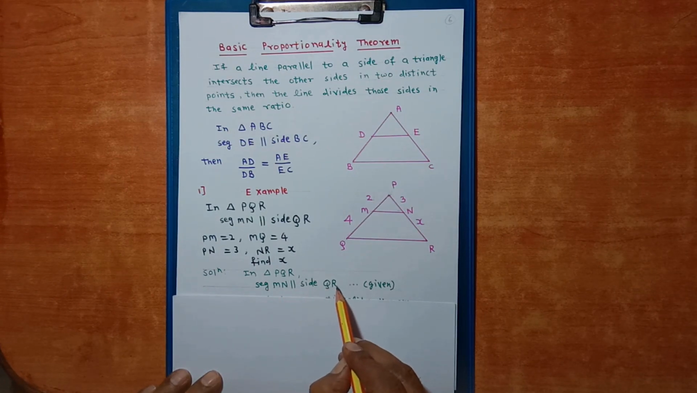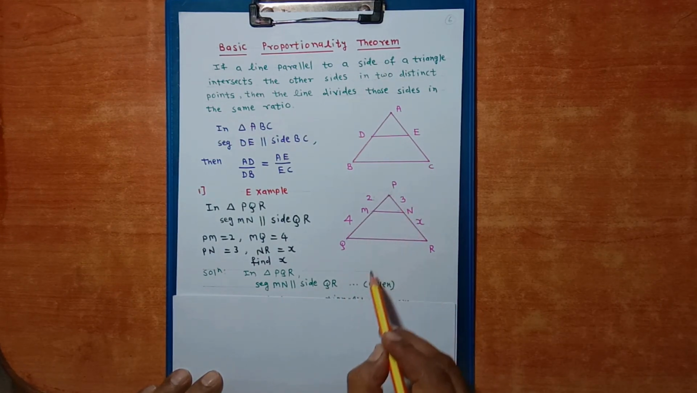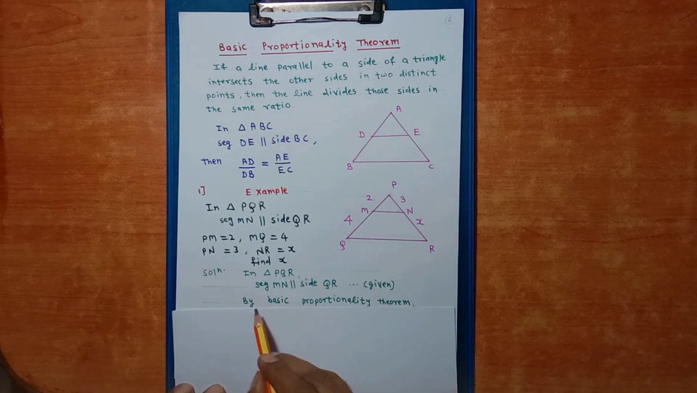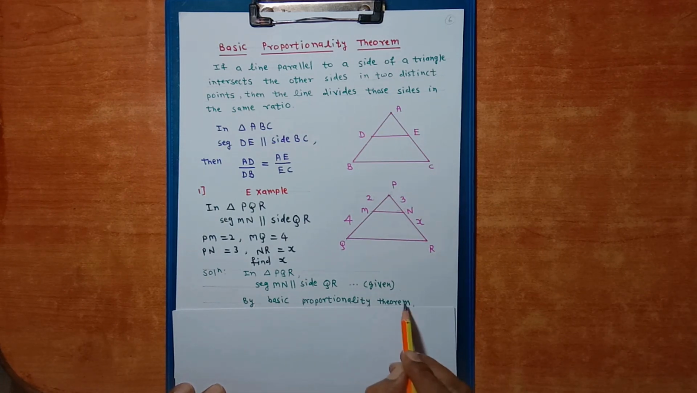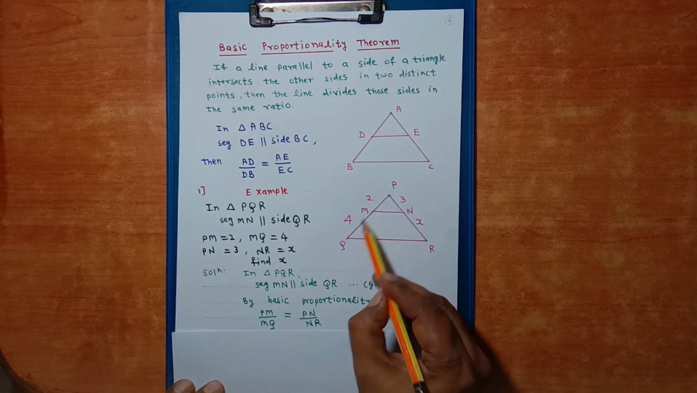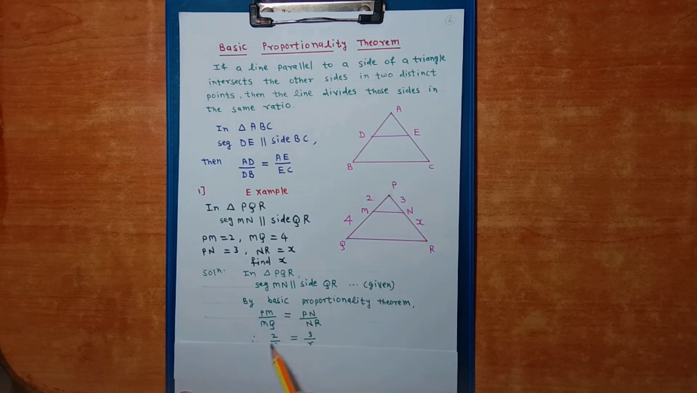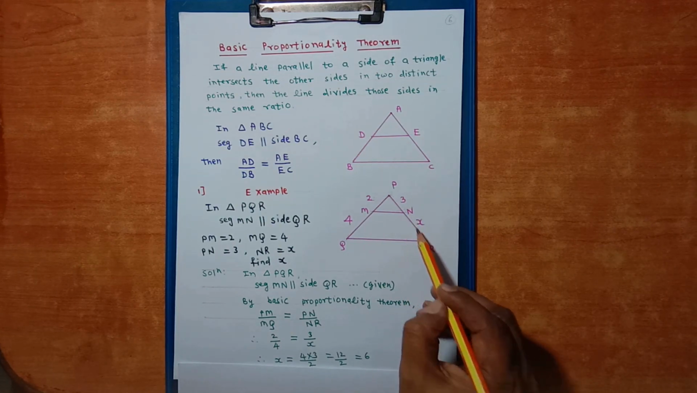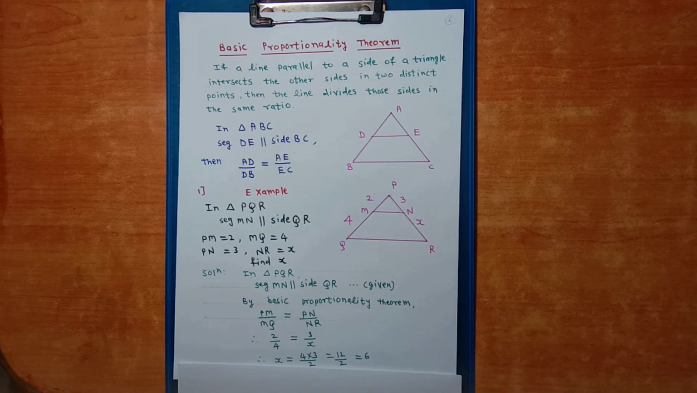In triangle PQR, segment MN is parallel to side QR. It is given. So by basic proportionality theorem, PM upon MQ is equal to PN upon NR. Substituting values we get 2 upon 4 is equal to 3 upon X. Therefore X is equal to 4 into 3 upon 2 is equal to 12 upon 2 is equal to 6. So value of NR is 6.